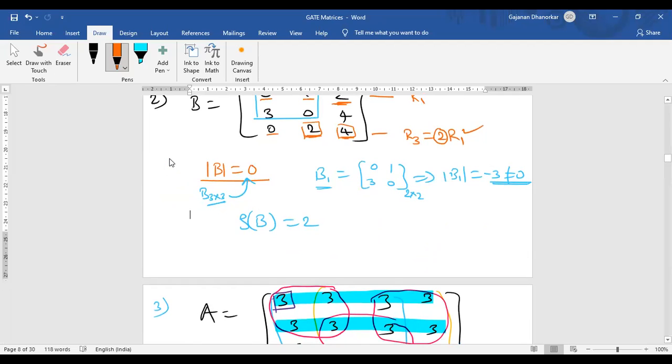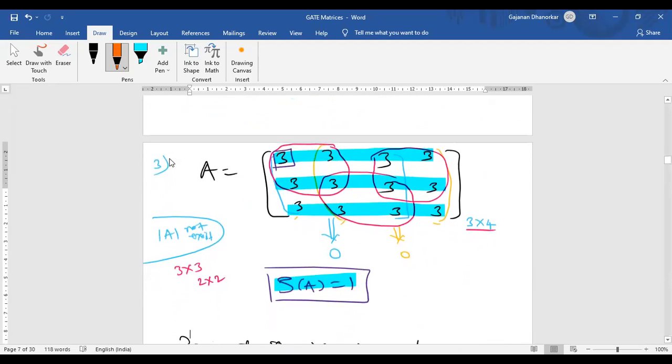In this example, B is my 3 by 3 matrix, but its determinant was 0. Therefore, I am not interested in a determinant which is 0. Therefore, I chose a submatrix B1 of order 2. This is not equal to 0. Therefore, the order of this B1 is 2. For this matrix A, I have this matrix. The order is 3 by 3. I am finding its determinant, and we know that the determinants of all possible 3 by 3 submatrices are 0. Therefore, sorry, here this is not 3 by 3.